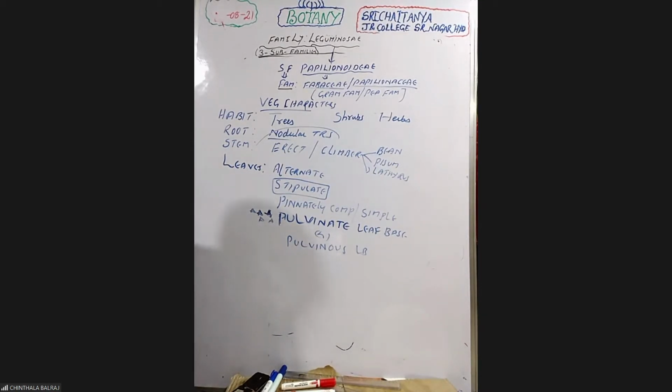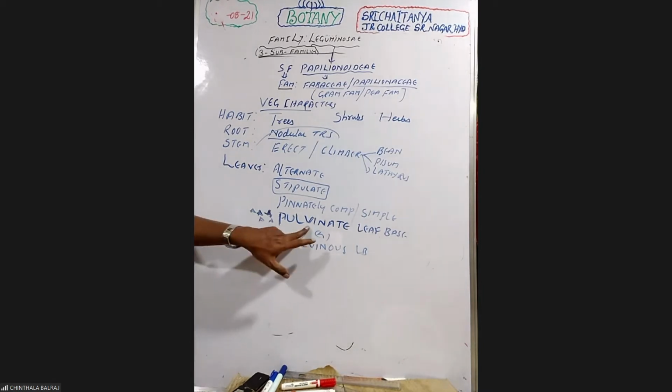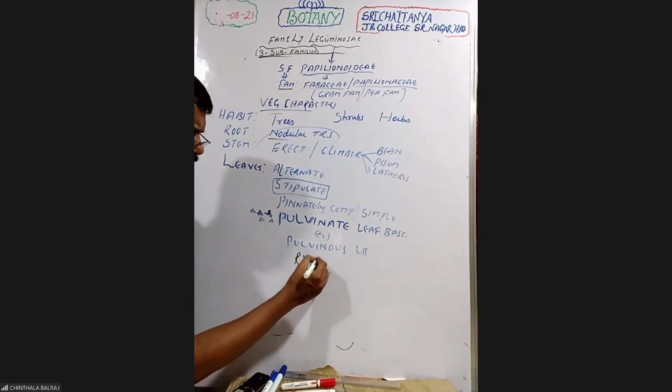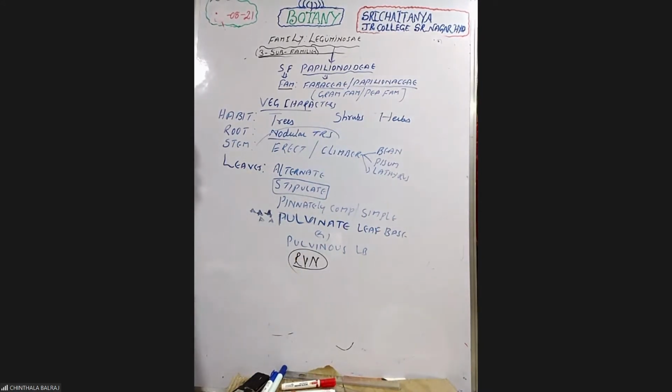Venation. Right. Venation is reticulate venation. It is a dicot, that's why reticulate venation. So whichever family shows reticulate venation belongs to Fabaceae. So this family's characteristic feature with respect to leaves is pulvinate leaf base, that I require.